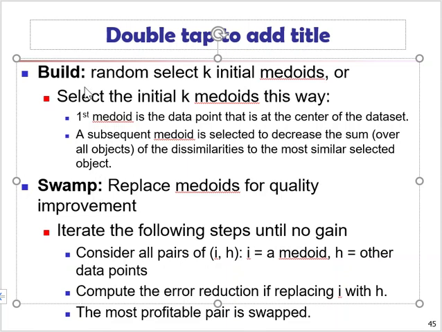So the build step gives us a very rough clustering already, and the swap step is going to refine the clusters. The idea is to replace Medoids to improve quality. Quality again is defined using the error function that we discussed earlier. The idea is to iterate the following steps until there's no quality improvement, so we're not reducing the error further by swapping points. Consider all pairs of I and H. I is a Medoid, H is another data point. If we replace I with H, will that give us a smaller error? And we will compute this error and find the pair, the swap, that gives us the greatest error reduction.